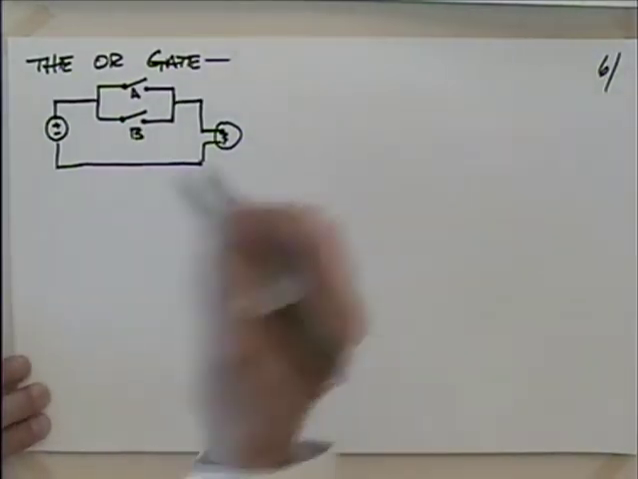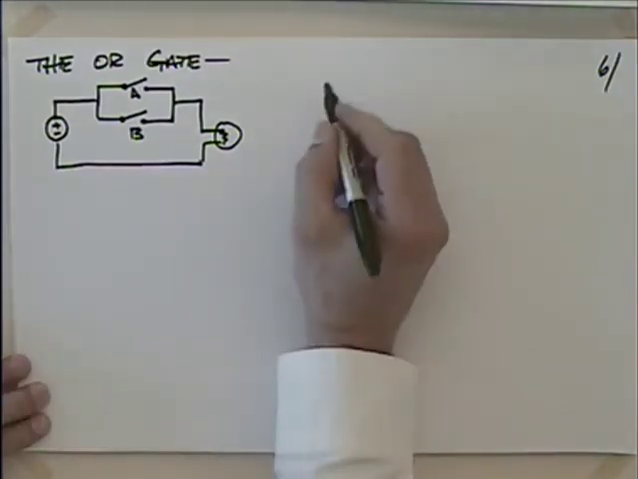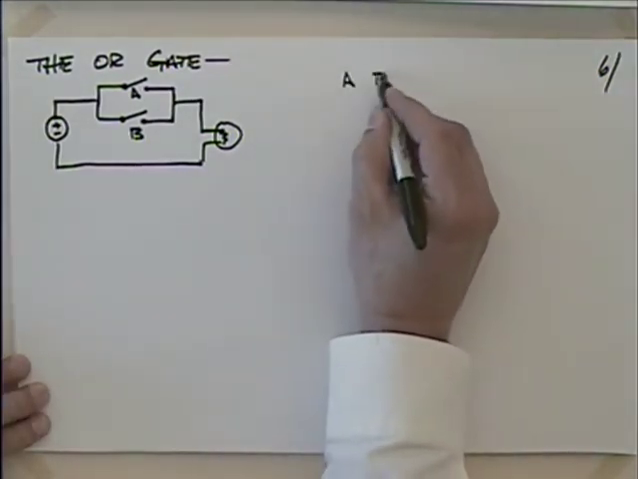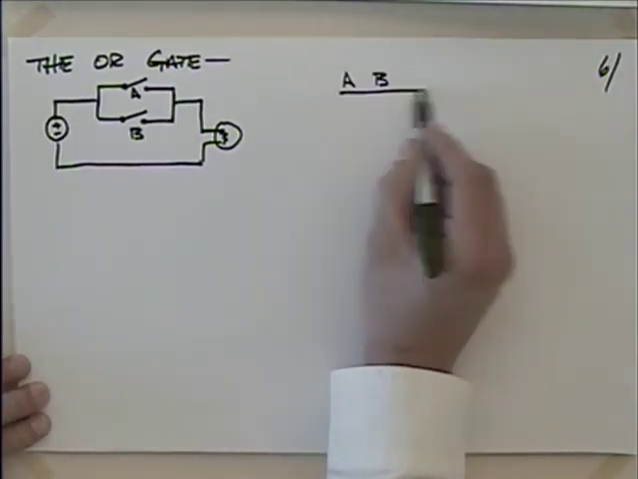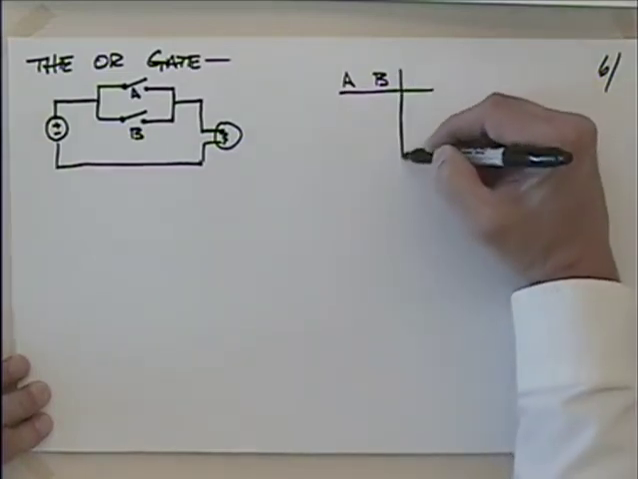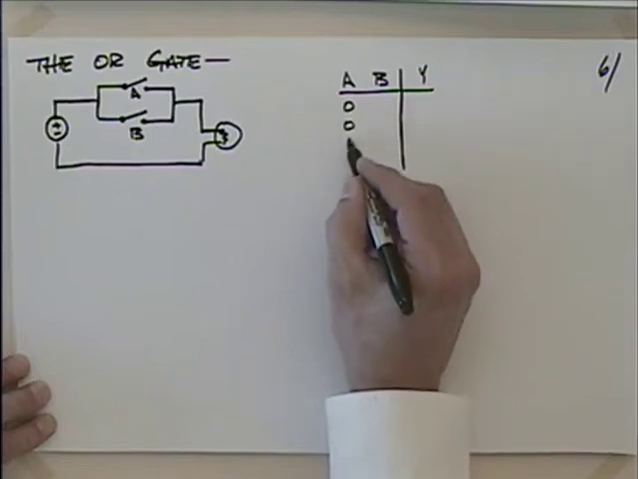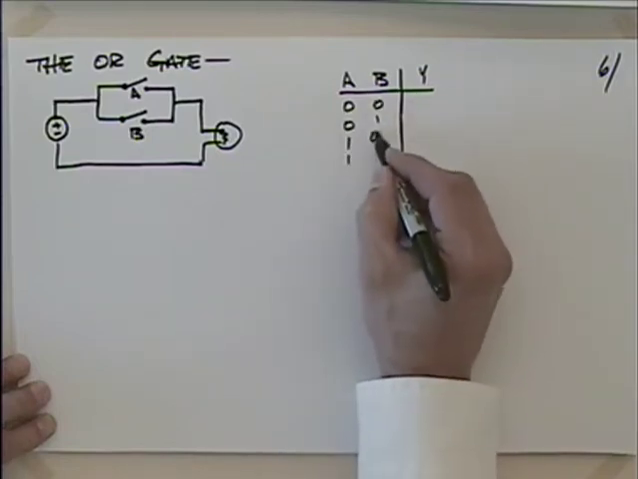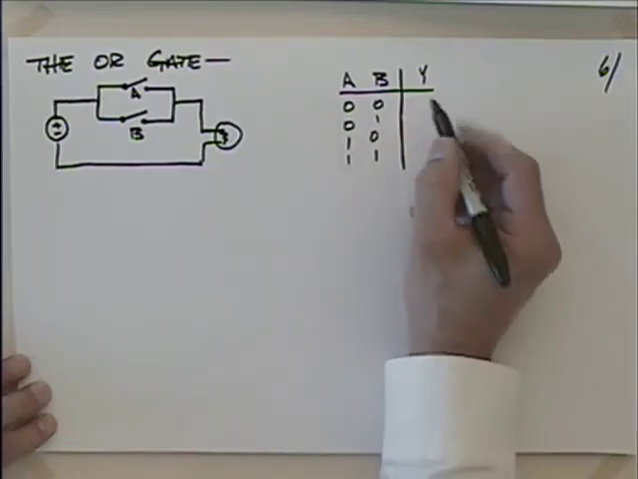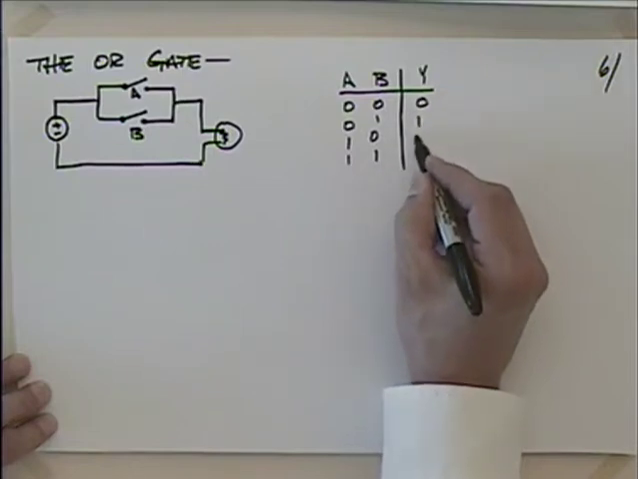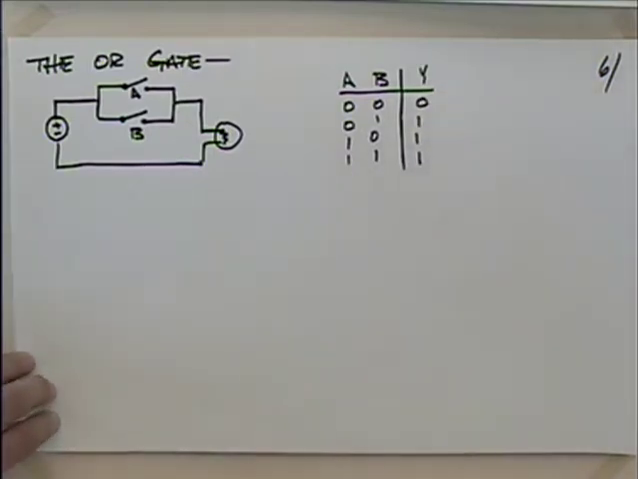So what's our truth table going to look like? A and B, and I won't belabor the open and closed. I think you can probably make the extension here. So if I have 0, 0, 1, 1, 0, 1, 0, 1, we would have 0 and then 1 and then 1 and then 1.